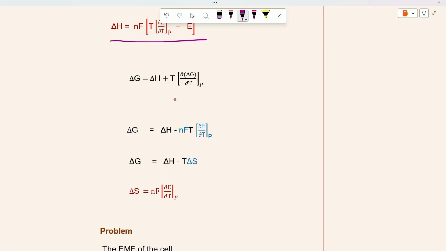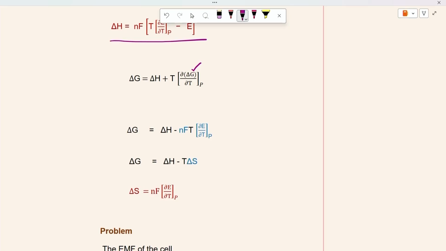Now, we will see the relation for delta S. Delta G is equal to delta H plus T into ∂(delta G)/∂T at constant pressure, which is the Gibbs-Helmholtz equation, and in this I am going to substitute for delta G, on the right hand side alone. So, I can put this as delta G equals delta H plus T into ∂/∂T. Instead of delta G, I am going to put minus nFE.